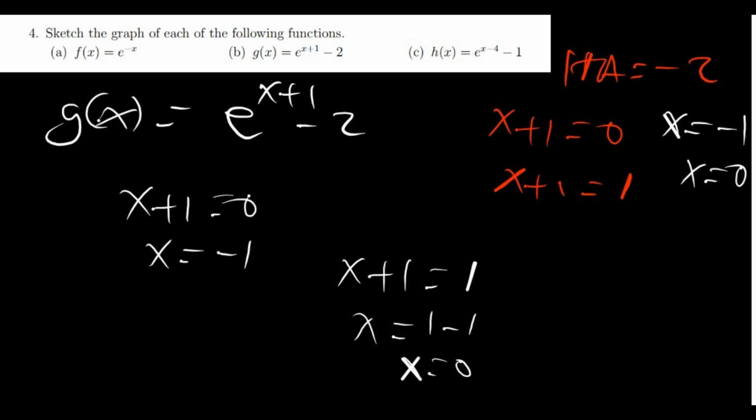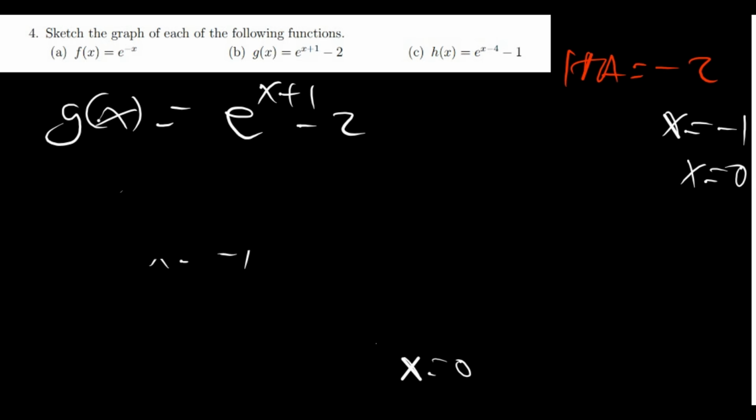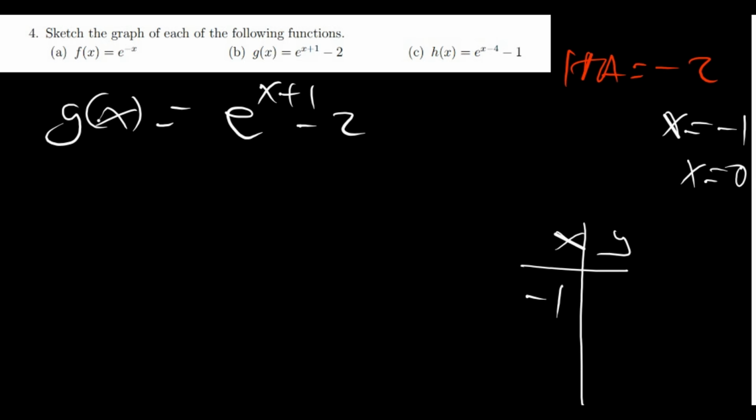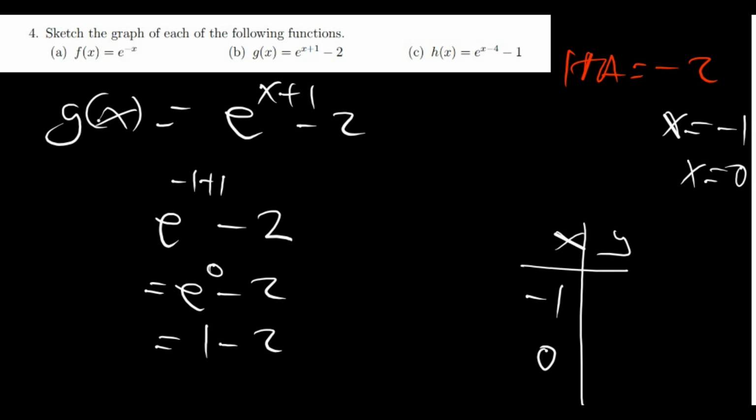We are done with that. Now, I'll come up with the coordinate. We see how we can get it. I'll have this. If x is -1 and if x is 0, what will be the value of y? Let's see. E to the power -1 plus 1 minus 2. So this is going to be e to the power 0 minus 2. Any number to the power 0 is 1. Minus 2 is going to give us -1. So I'll get -1 here.